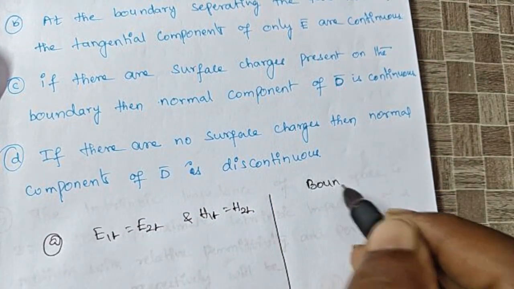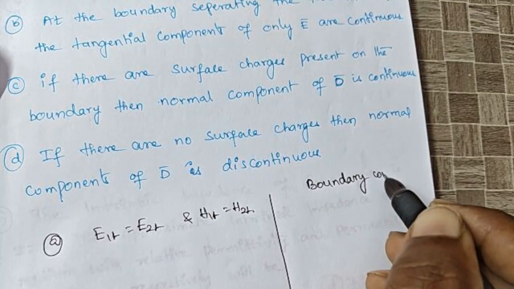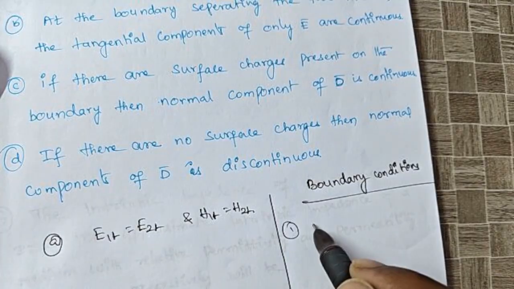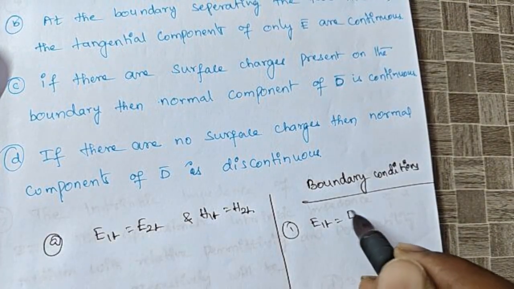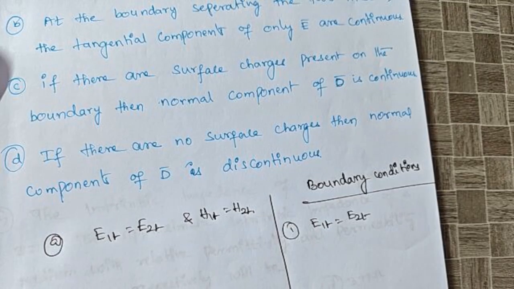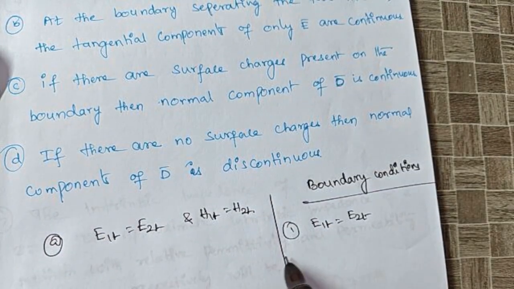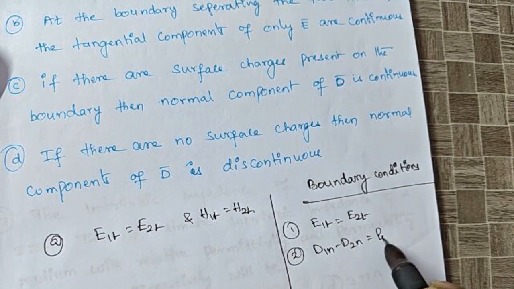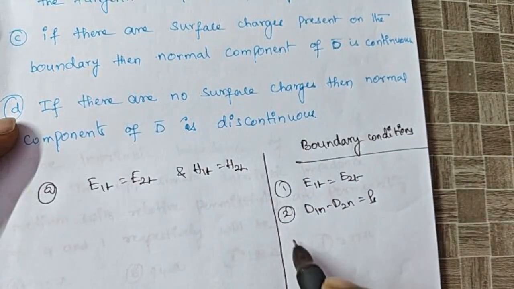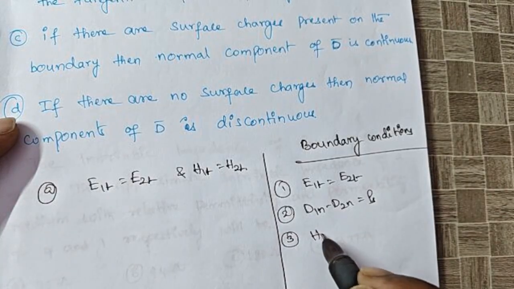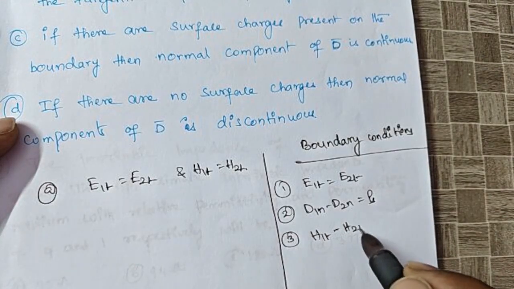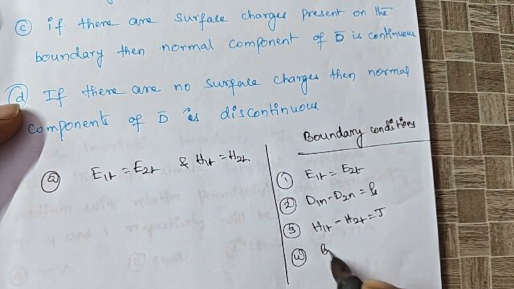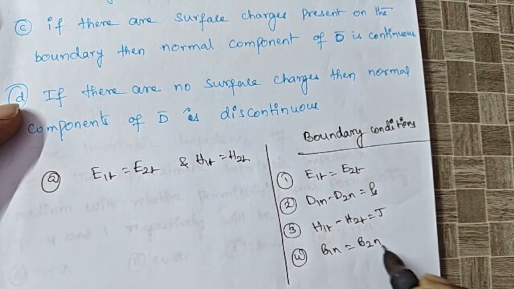Boundary conditions. The first condition is E1t equals E2t; that means the tangential components of the electric field at the interface are continuous. The second one is D1n minus D2n equals the surface charge density. The third one is H1t minus H2t equals the current density. The fourth one is B1n equals B2n.